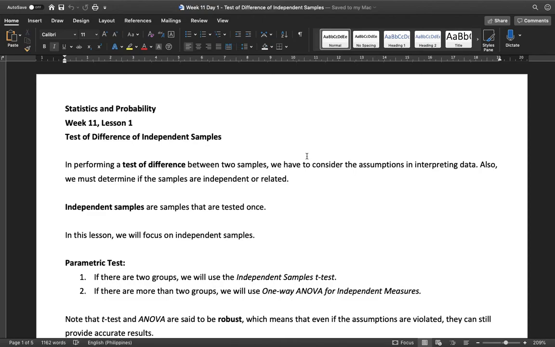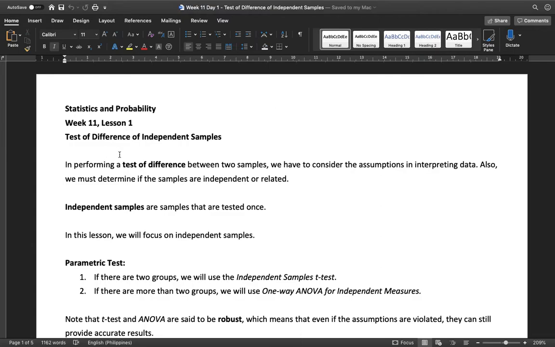Hey everyone, today we're going to discuss the test of difference of independent samples. So yung last lesson natin, we've talked about the test of normality. Now this time naman, let's compare two groups or more than two groups using the test of difference.